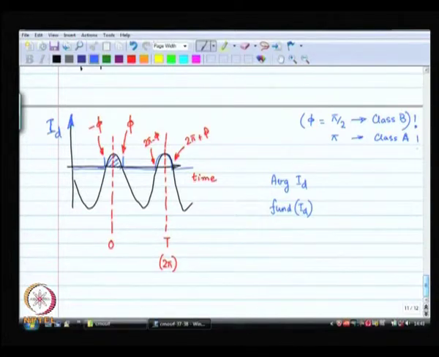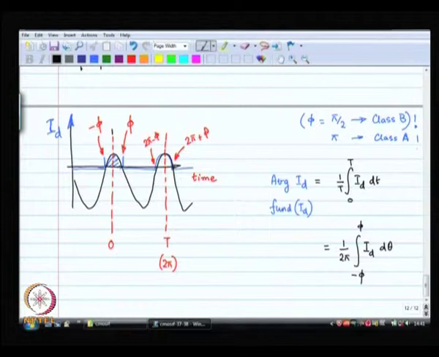Now, average ID is of course something like this, 0 to T integral I d dt, 1 by T. Why did I put 1 by 2 pi? Right. Now, we are going to consider this as our 0. Now, this integral is the same as 1 by 2 pi integral minus phi to plus phi I d d theta. It is the same. Pictorially you can see that it is exactly the same.